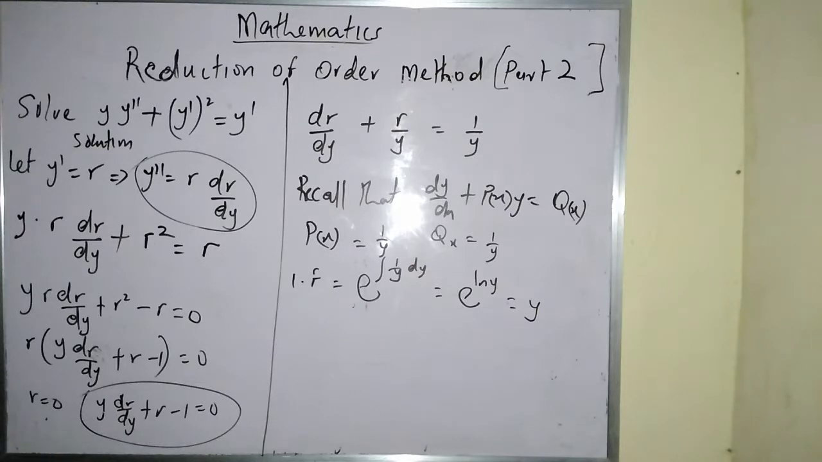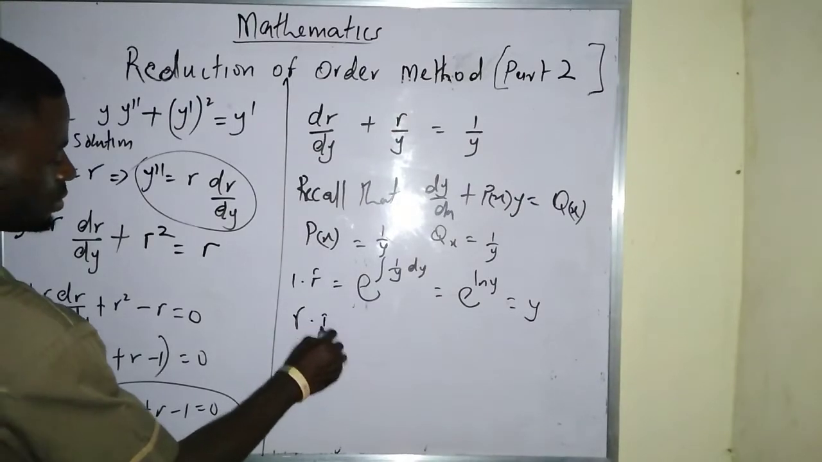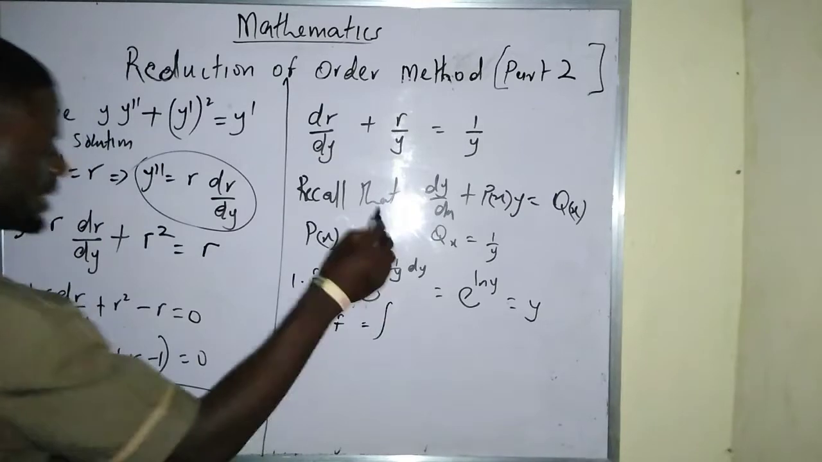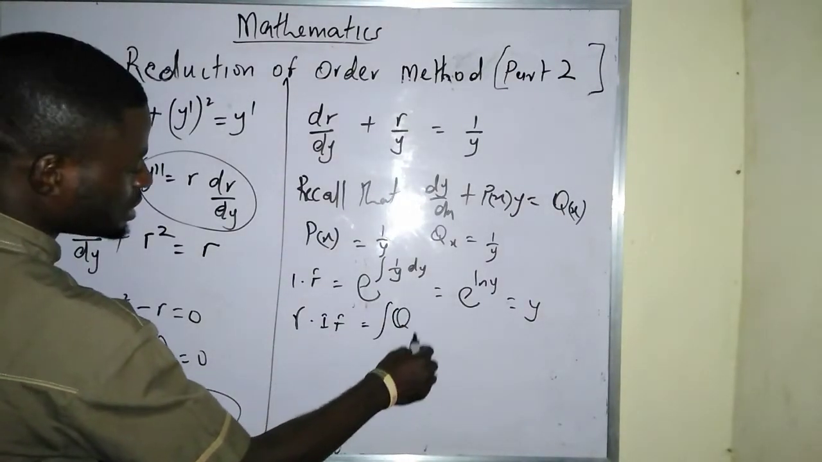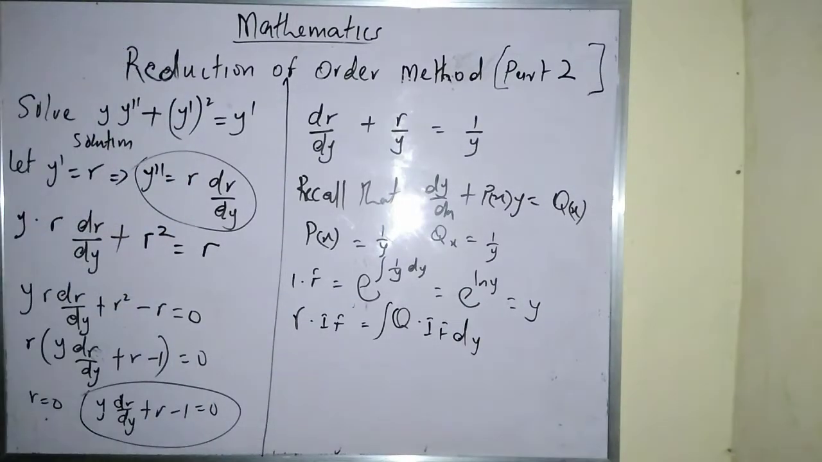Now, y of x, which is what I'll be having, r of my integrating factor, equals the integral of q of y times my integrating factor, with respect to my dy. Now, I will move on.